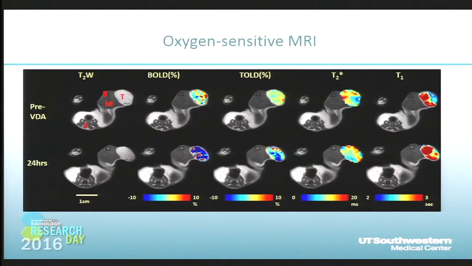We see a reduction of both BOLD and TOLD signal 24 hours after VDA. The T2* value has decreased at 24 hours, meaning there's more deoxyhemoglobin, and the T1 value has increased, meaning there's less oxygen molecule. All of this is consistent with the tumor becoming hypoxic after the vascular disrupting agent.